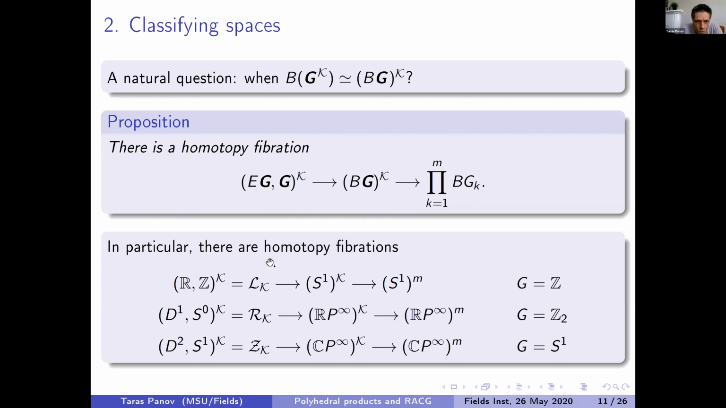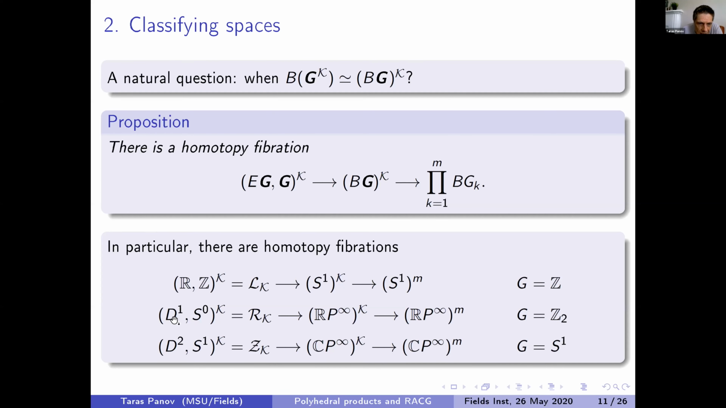For example, in all those examples we considered before, like you have this LK space, like infinite cubillage. It's the homotopy fiber of the inclusion of this subcomplex in the torus included in the whole torus. That corresponds to the case G equals Z, all the vertex groups are Z. Then this finite cubical complex, the real moment angle complex, is a homotopy fiber of the inclusion of the RP infinity to the power K into RP infinity to the power M. That's an inclusion of CW subcomplexes, and that's its homotopy fiber.